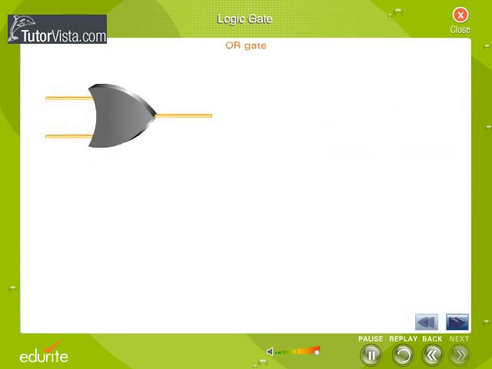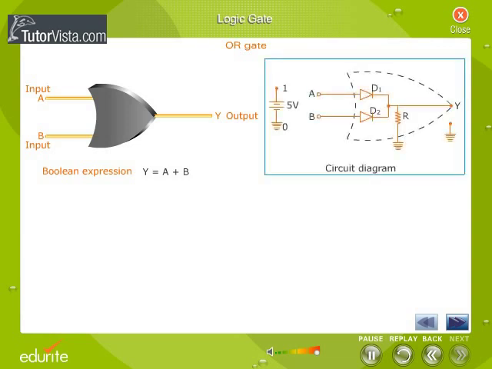OR gate. OR gate is one of the basic logic gates which works on the OR operation of the Boolean algebra. This gate has more than one input and only one output. The Boolean expression is Y = A OR B. Shown here is the circuit diagram for OR gate.